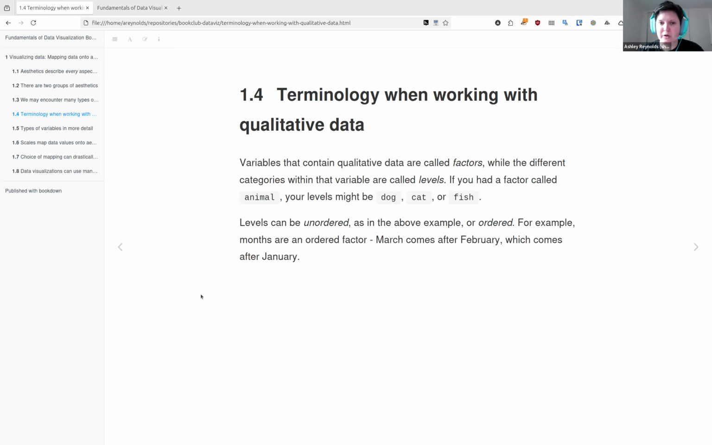An example of an ordered level is months, where March comes after February, which comes after January. So there is a logical progression as you go through a year. You go from January to February, March, April, etc.